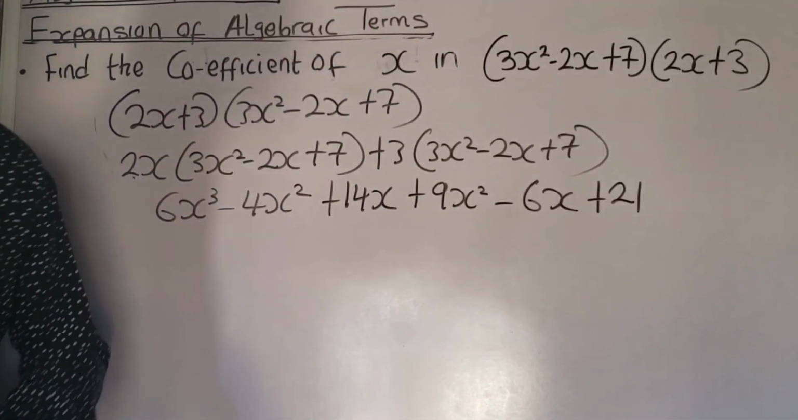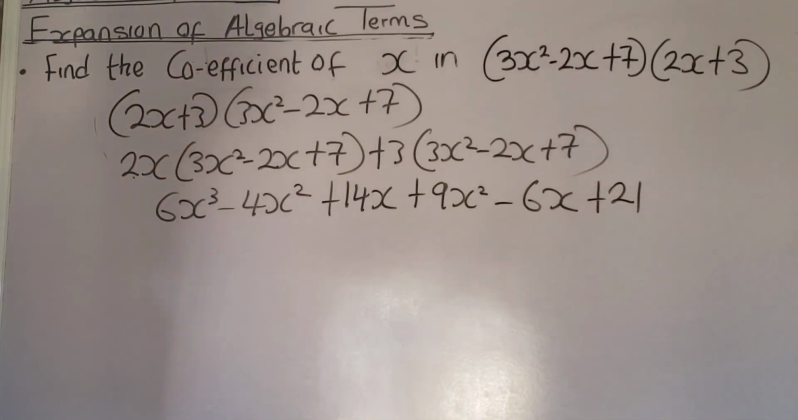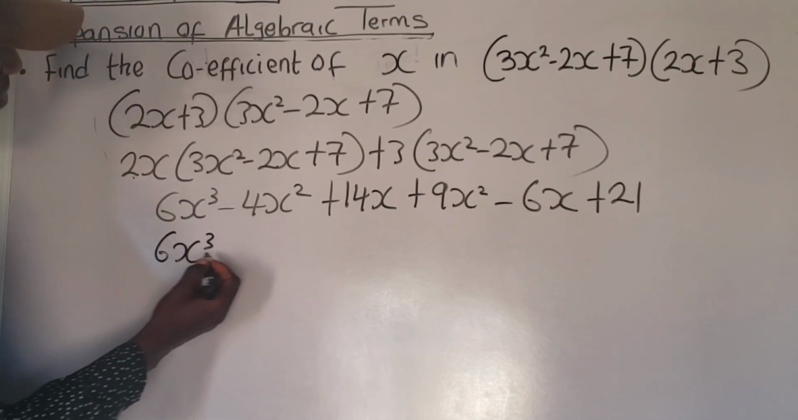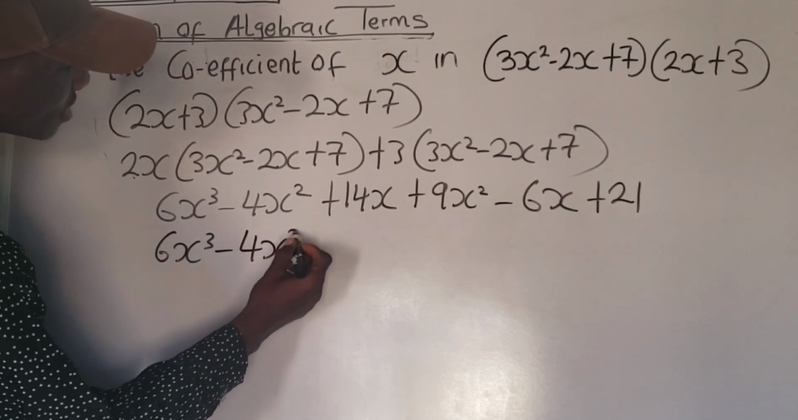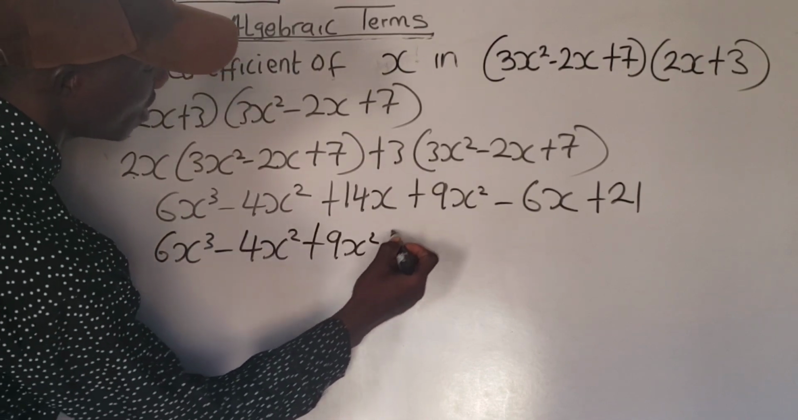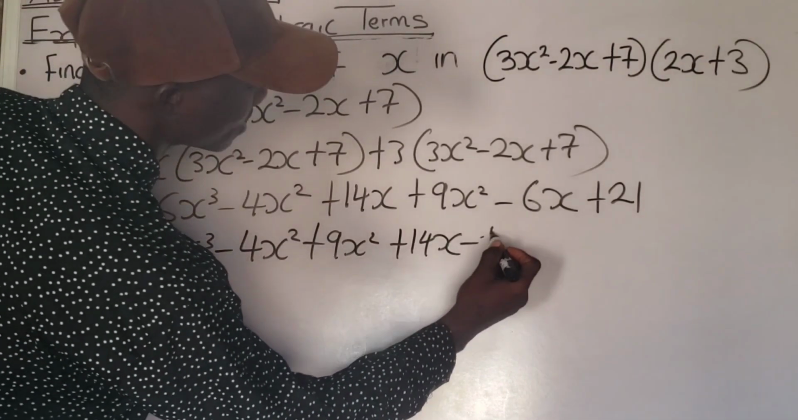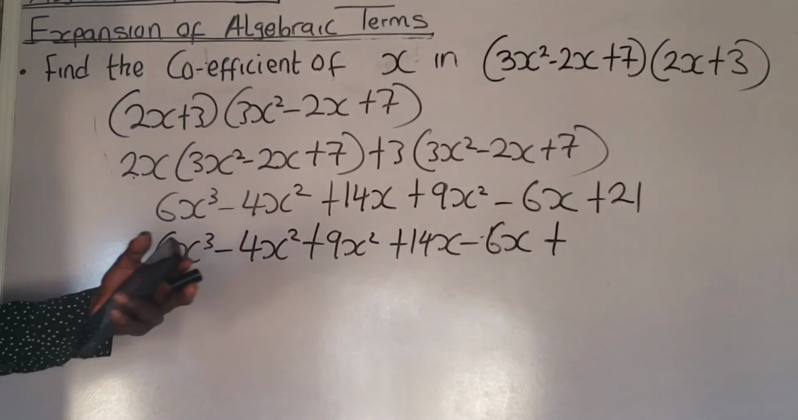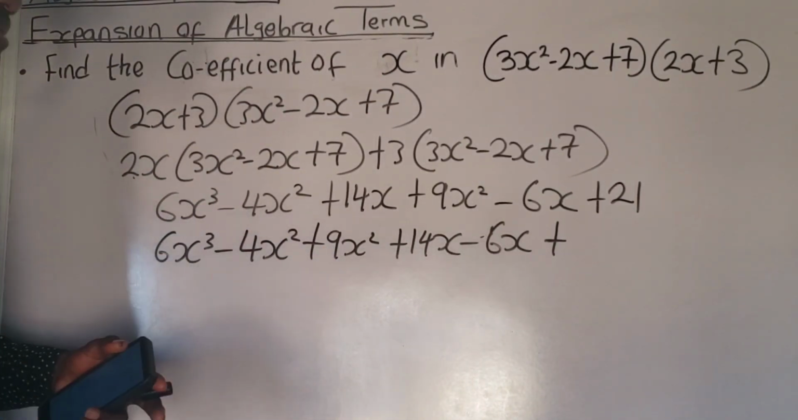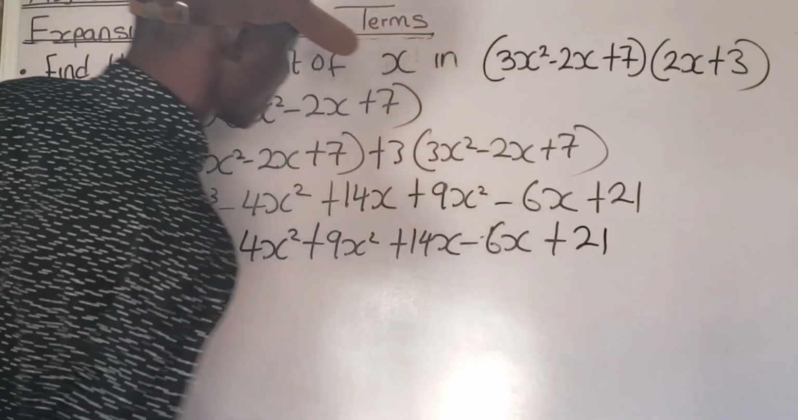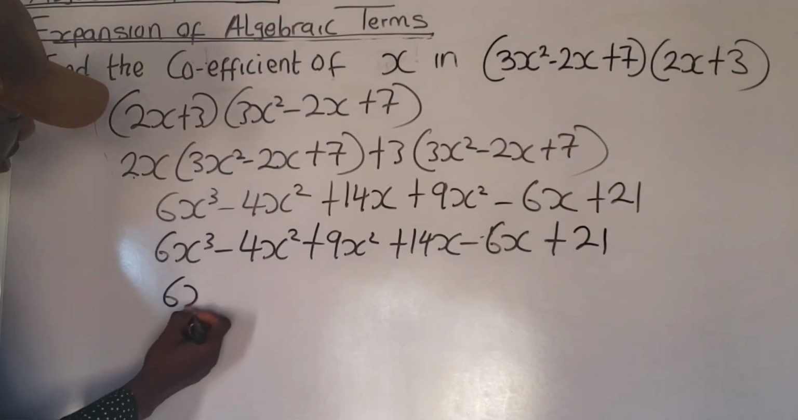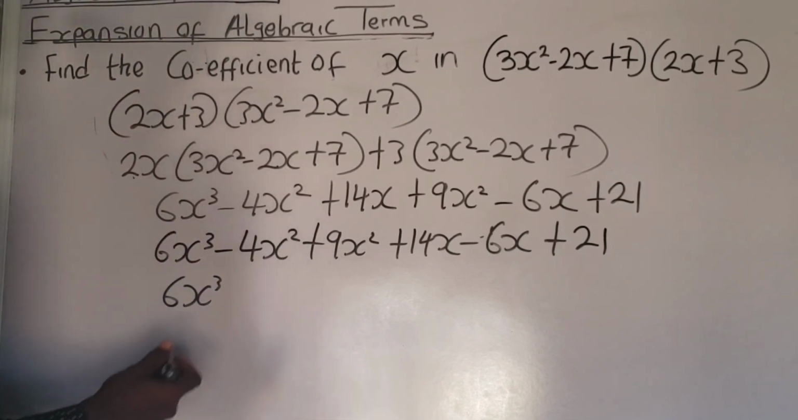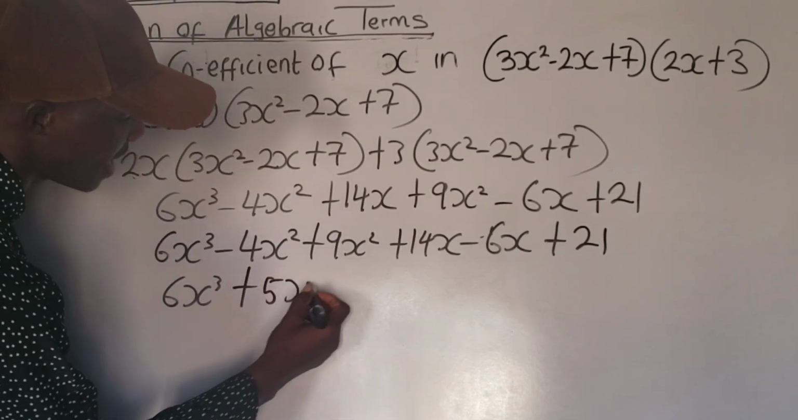Do you understand? Now, let us see if we can collect like terms. For this, I'm going to have 6x raised to the power of 3, negative 4x squared, positive 9x squared, positive 14x, negative 6x, and plus 21. I'm collecting like terms, bringing the terms that are similar to each other so that I can add or subtract them. For this, I'm going to have 6x raised to the power of 3. Now, negative 4x squared, positive 9x squared will give me positive 5x squared.